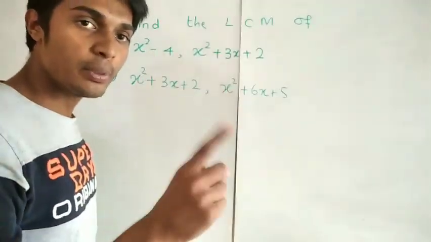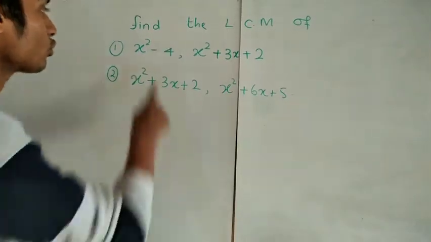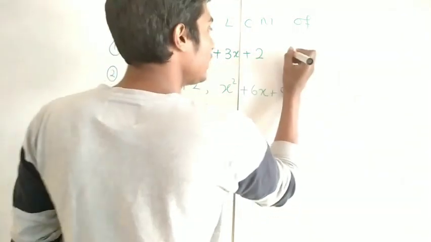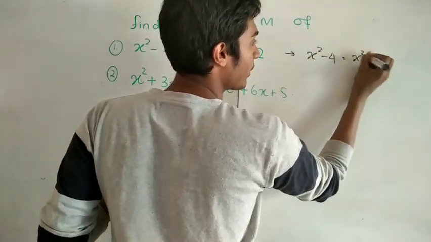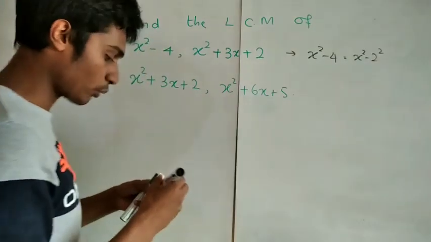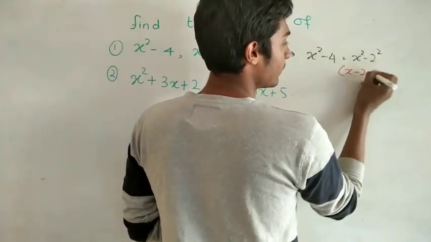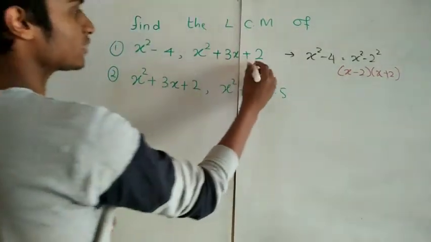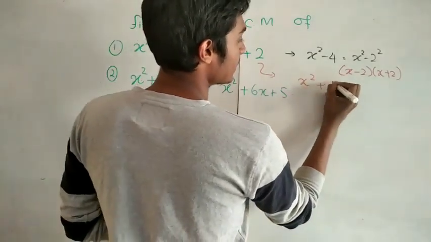First of all, you will have to factorize the terms. Already we have factorized x squared minus 4; we have done plenty of examples. x squared minus 4 is equal to x squared minus 2 squared. This is a difference of 2 squares, so the factorization is going to be x minus 2 into x plus 2.